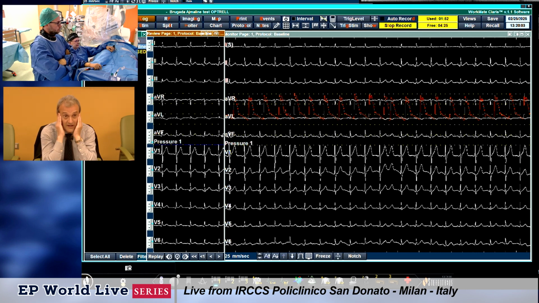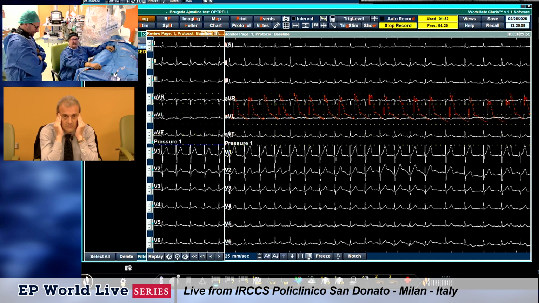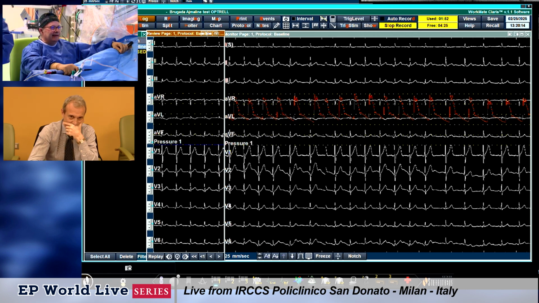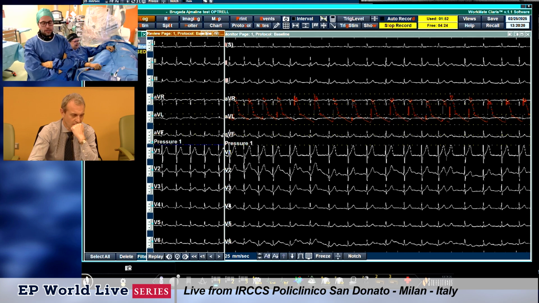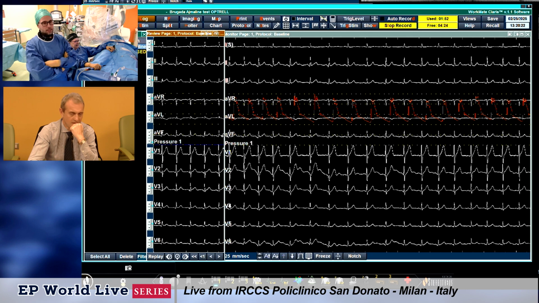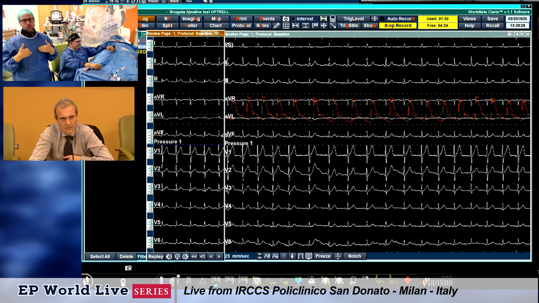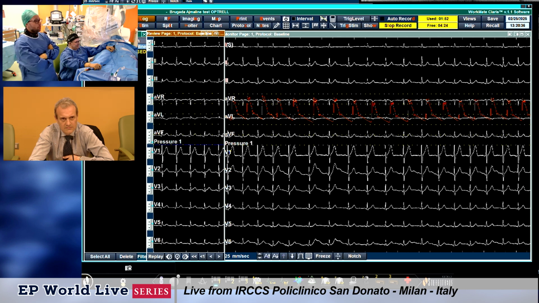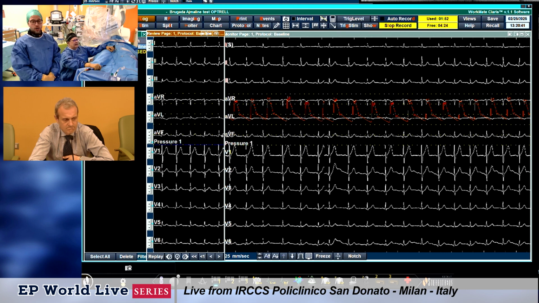Is it common to find ST elevation during radiofrequency delivery in Brugada syndrome? Today we are lucky because we are live, but typically you can appreciate those ST elevations only in V1 and V2 when you place the precordial leads in the second or third intercostal space, which are the higher precordial lead placements typically used for Brugada. But in this case, obviously, this is the normal setting. We are not dealing with a Brugada patient, so no reason for looking for that.